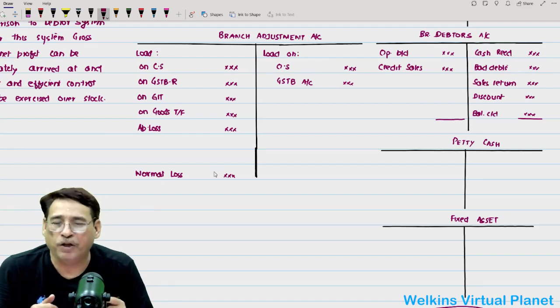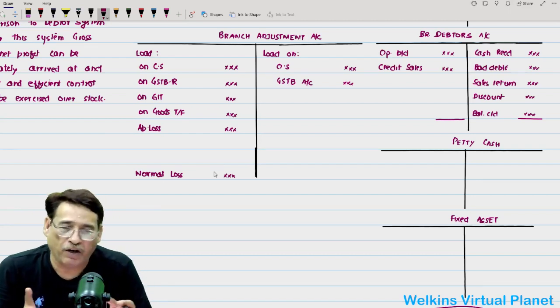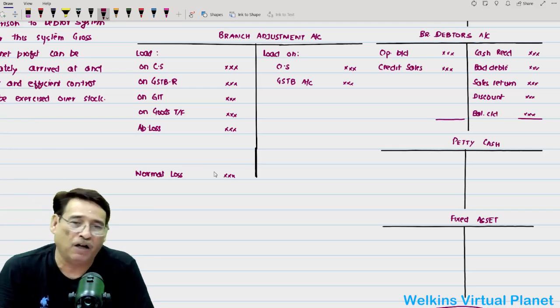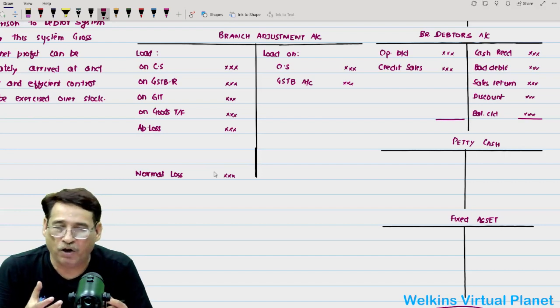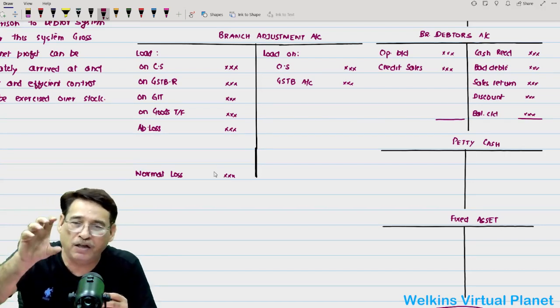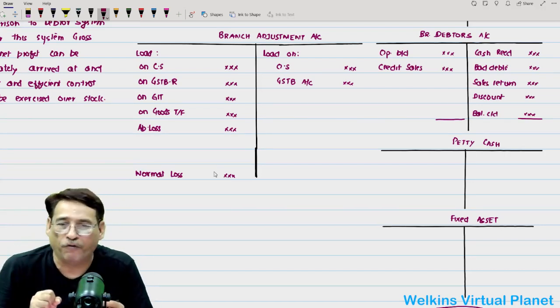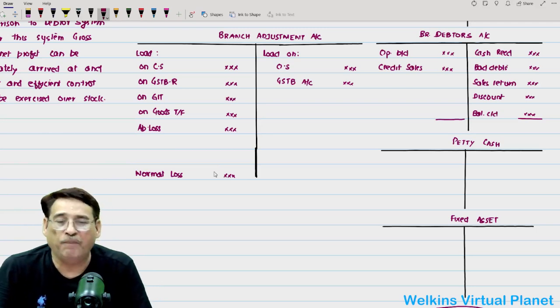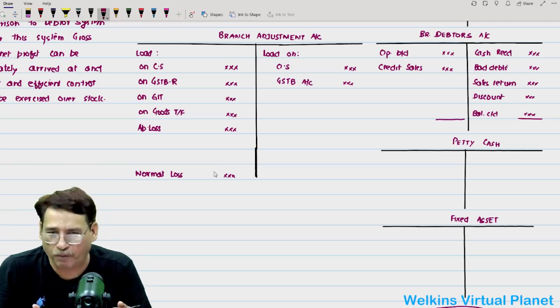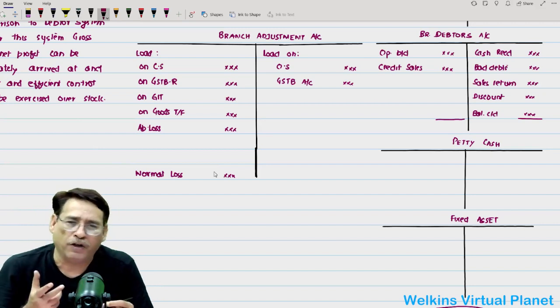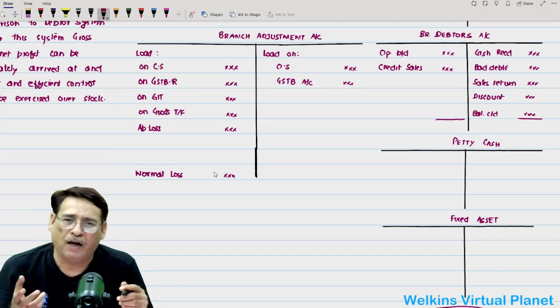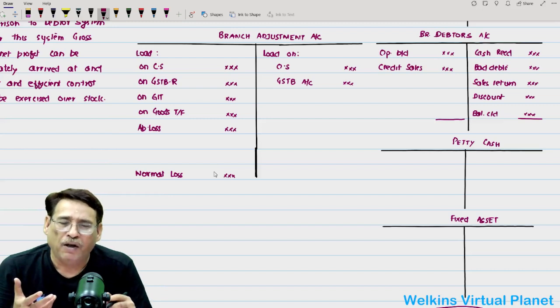Sometimes students want to know why this is. Actually, we will see later on that our branch adjustment account is similar to our trading account, because the purpose of trading account is to find out the gross profit. And we will see that from branch adjustment account, we will get the profit. Actually, what is your profit? Your profit is your loading. Are you getting my point or not?